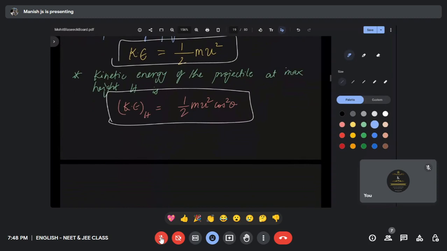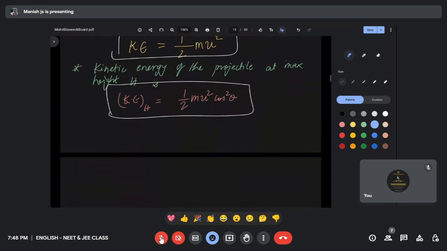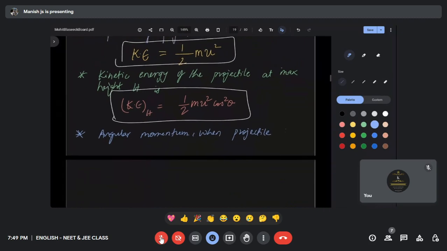So like this we have relations which are very important for us. Similarly, we also have an angular momentum relation. So let me write that. Angular momentum when the projectile is at maximum height h. So then also you have a relation. Angular momentum, the symbol is L. Okay, so let me write it as LH, suffix H.